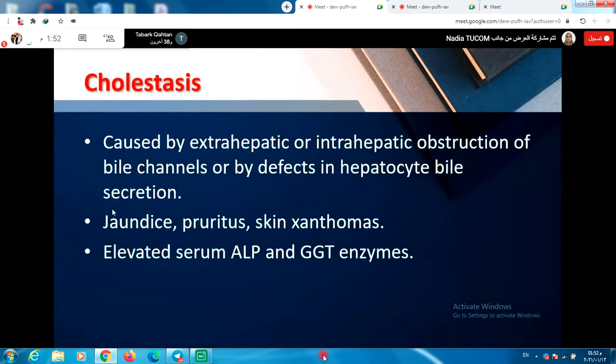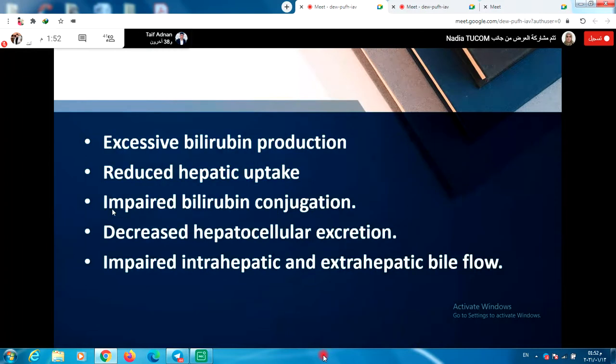Direct or indirect? People with excessive bilirubin production, reduced hepatic uptake, and impaired bilirubin conjugation due to genetic or hereditary deficiency of conjugation enzyme. What are the type of bilirubin elevated in these people? It will be indirect or unconjugated. Exactly. Yes. Why? Because until this stage the bilirubin is unconjugated, indirect, fat soluble.